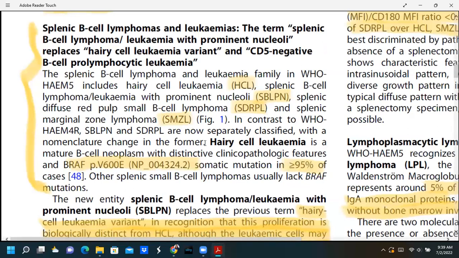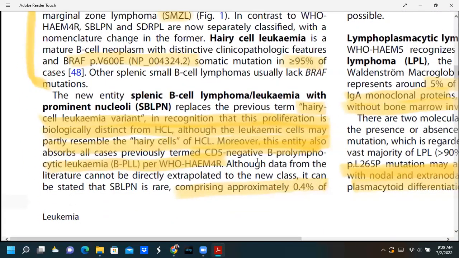So now the hairy cell leukemia will have, obviously like before, distinctive clinicopathological features and a BRAF V600E mutation in more than 95% of the cases. And the other splenic small B cell lymphomas will lack BRAF. The prominent nucleoli, they are discussing more here. So they have replaced the hairy cell leukemia variant categories in recognition that this proliferation is biologically distinct from hairy cell leukemia. Although leukemic cells may partly resemble hairy cells, actually this was very different immunophenotypically and in other ways. So that makes sense.